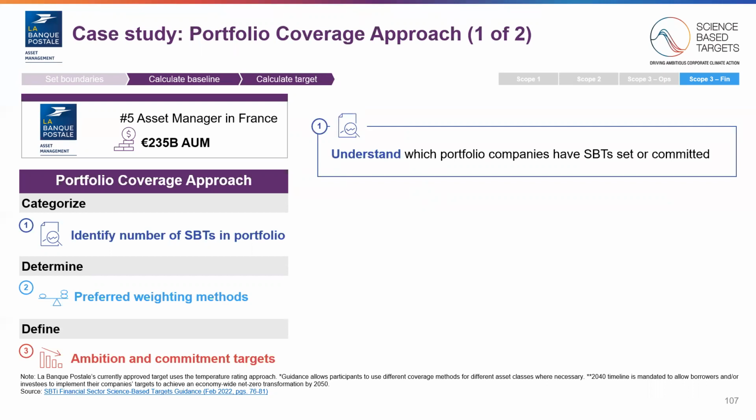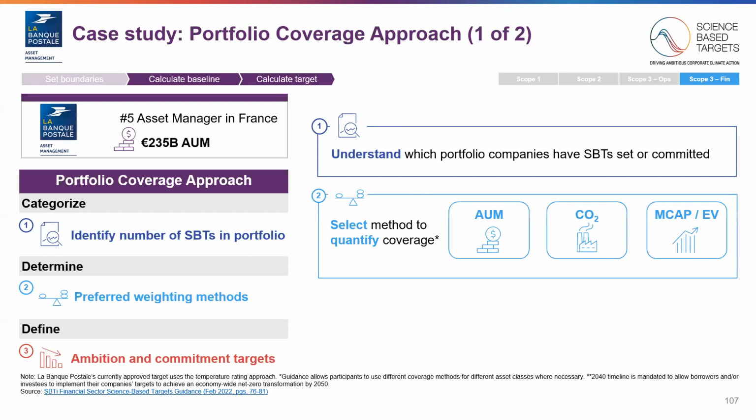When looking at the SBTs within their portfolio, La Banque Postale's asset management division was intentional to include what stage of the target setting process their portfolio companies were in. They then chose a weighting method. Financial institutions can choose from several of these, including by a financial institution's assets under management, by estimated emissions, or by companies' market capitalization or enterprise value, depending on if a company is listed or private. As you might expect, that's the challenging portion that we'll discuss on the next page.